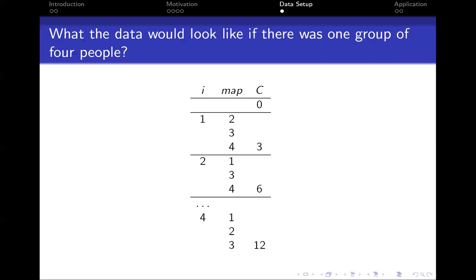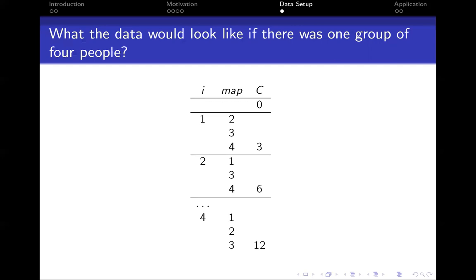That means person 1 is neighbors with persons 2, 3, and 4, right? So the map variable is listing 2, 3, and 4 as person 1's neighbors. Then obviously person 2 is sitting at the same table with persons 1, 3, and 4, right? So map keeps track of that. I've left out person 3 just for space, and then person 4 is sitting alongside persons 1, 2, and 3. So the map variable is just keeping track of who person I's neighbors are.